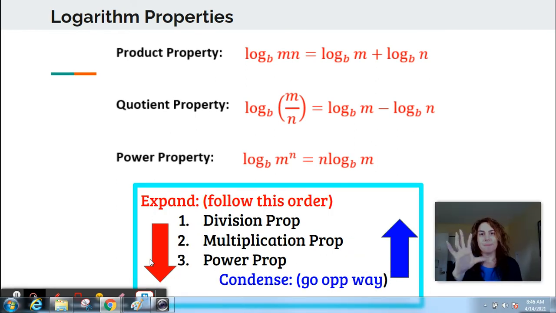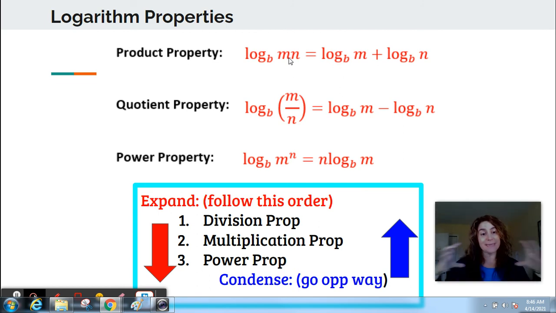So here's our rules one more time. Product property. If it's a multiplication, I can split its argument into the addition of the two. If it's a fraction, I can split it into a subtraction of the two, numerator minus denominator. And if it's a power, I can move that power to be a coefficient. So we're going to be using this for two different things. We can either expand it or we can condense it. And it depends on the order how we're going to use these properties.